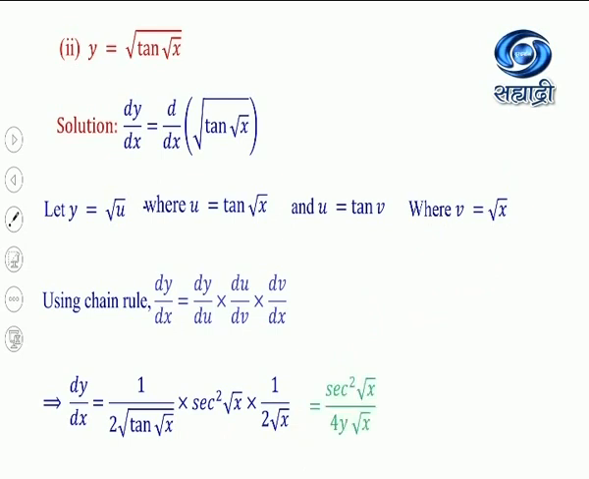Now we can simplify this. See here, 2 into 2, that is 4. Now sec square root x as it is. Now here the value of y, you see here root u, that is root tan of root x. And this root x as it is. So after simplification, this is our answer. D by dx of the given function, that is under root tan of root x, is equal to this.